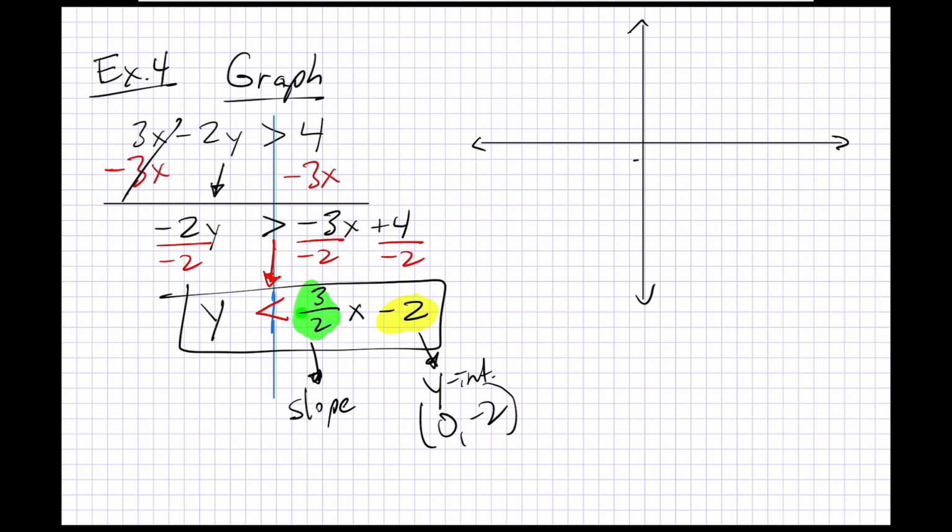Okay, so negative 2, I go down 2, make a dot. 3 over 2 means go up 3 over 2. Okay, one more time. Go up 3 over 2. Is this a solid or dashed line for this one? Dashed, yep. No equal sign, so dashed.